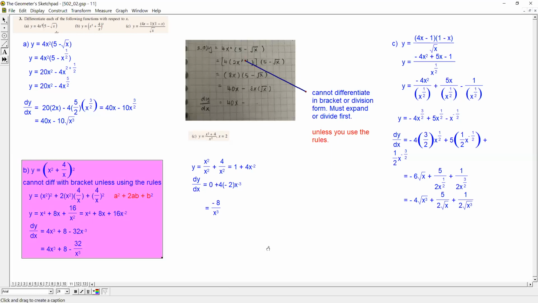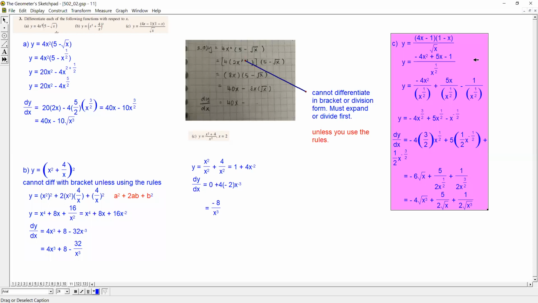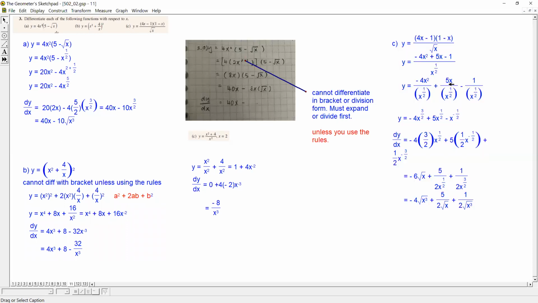Okay, next one will be this one here. I move this over. Now, again, you see in question C, you have a bracket and at the same time that line at the center there. So this means that you have to expand the bracket, then divide one by one, one by one, like that.